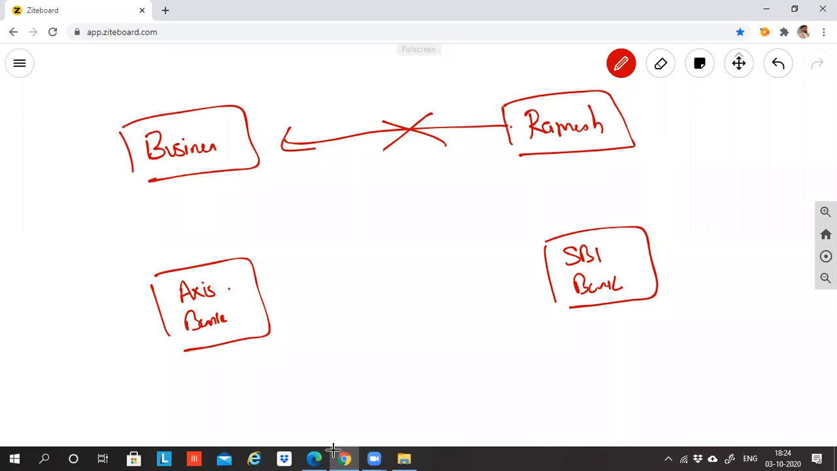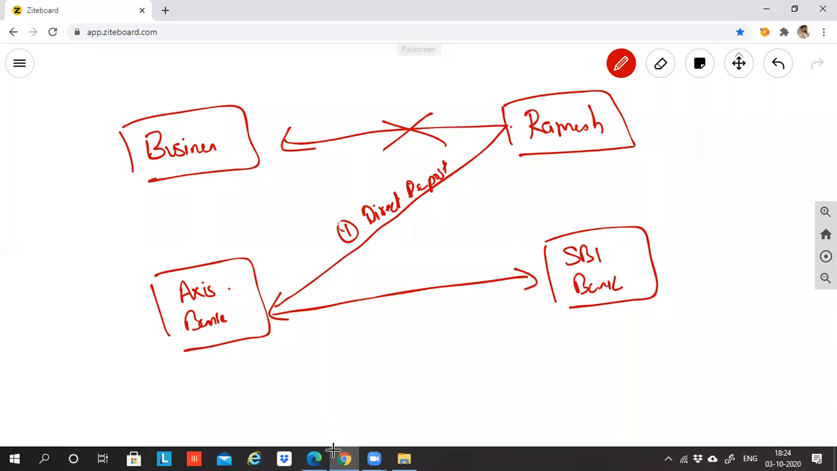Instead of giving the check to the business, Ramesh is directly going and depositing it in the account where the businessman has the account. So he's directly depositing the Axis Bank check. Now tell me what will happen in the next process? Direct deposit. So Axis Bank will take this check and go to SBI, and SBI, after checking the check, will give the money to Axis Bank.